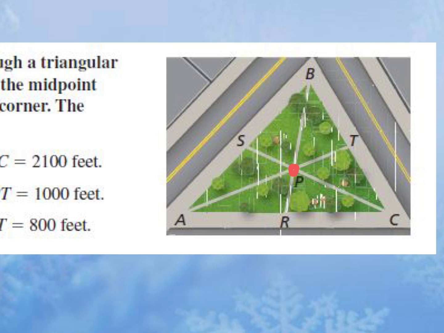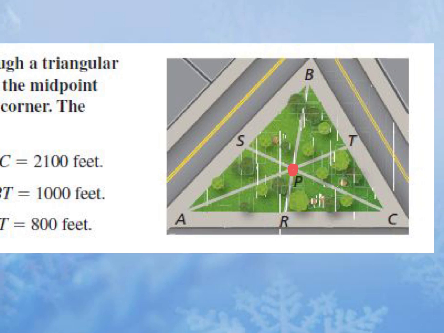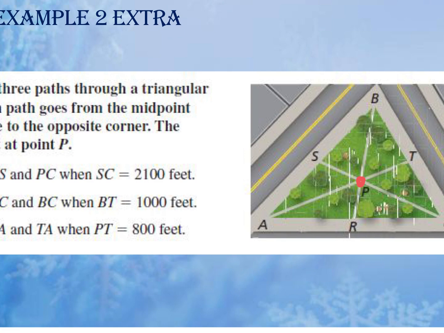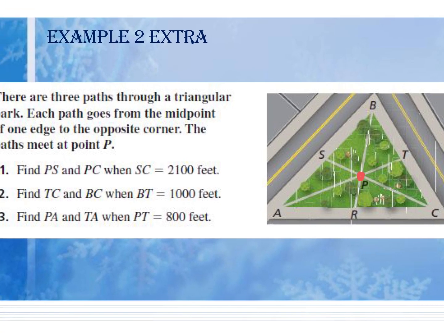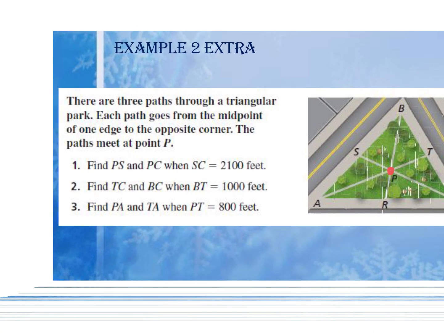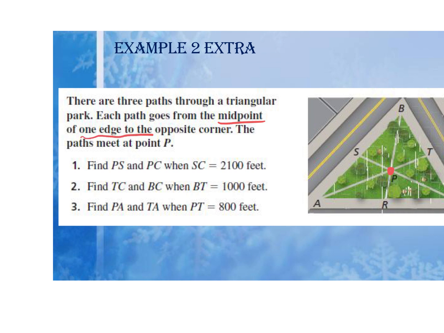John? Because 2 lines intersect. 3 more lines intersect. 3 or more lines intersect there, but how do I know it's not the incenter or the circumcenter? What about the instructions of this problem? Kristen? It says that each midpoint goes to the opposite corner. Good. Midpoint of one edge to the opposite corner. That automatically tells me, okay, this is a centroid.